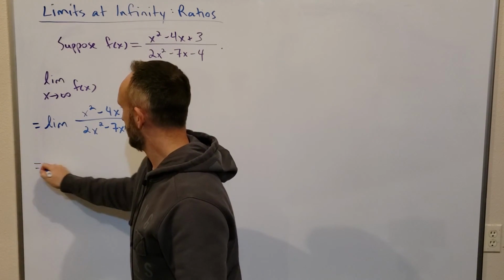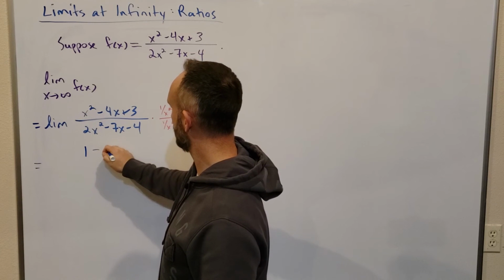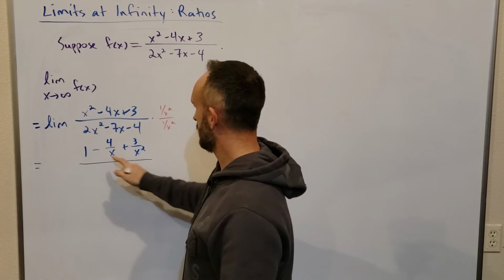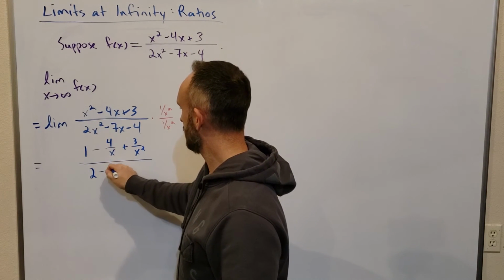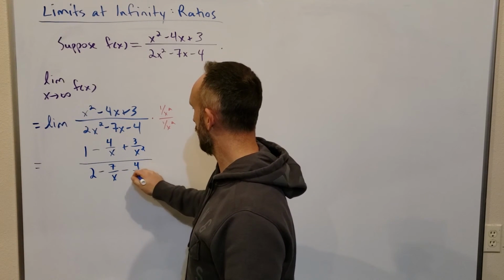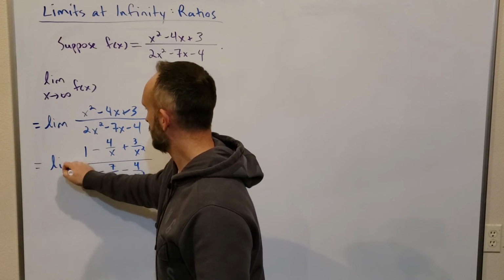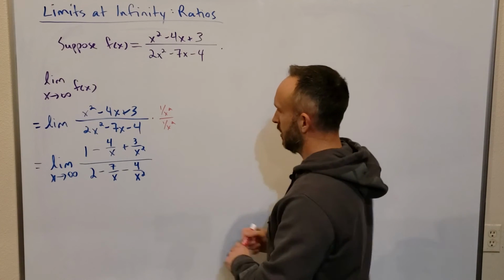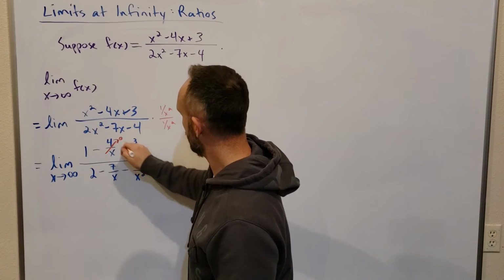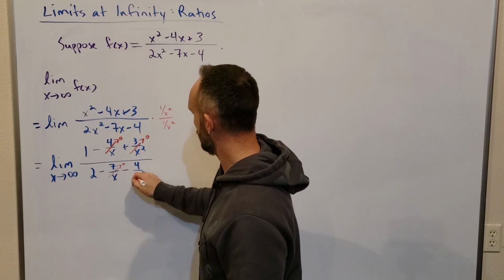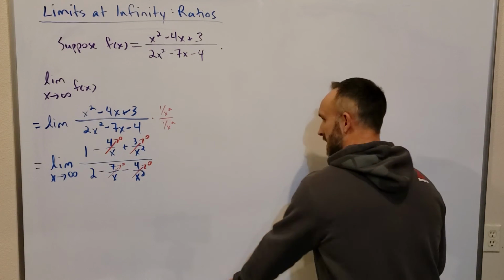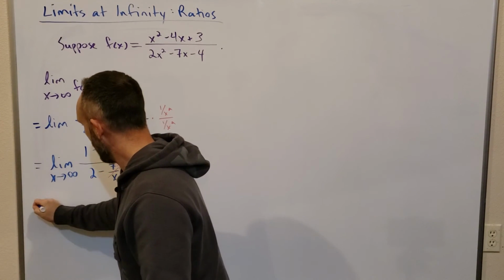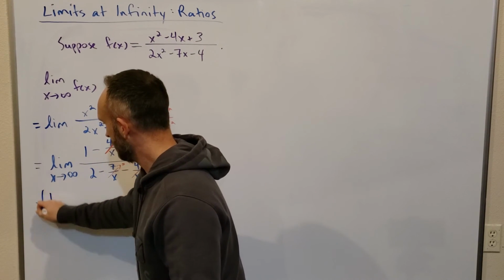And so that's going to give us, distributing, we'll have 1 minus 4 over x plus 3 over x squared, all over 2 minus 7 over x minus 4 over x squared. And we're taking the limit as x goes to infinity, which means that all of these smaller ratios go to 0 because the denominators are going to infinity. And so as x goes to infinity, this function goes to 1/2. So we get a constant limit again.